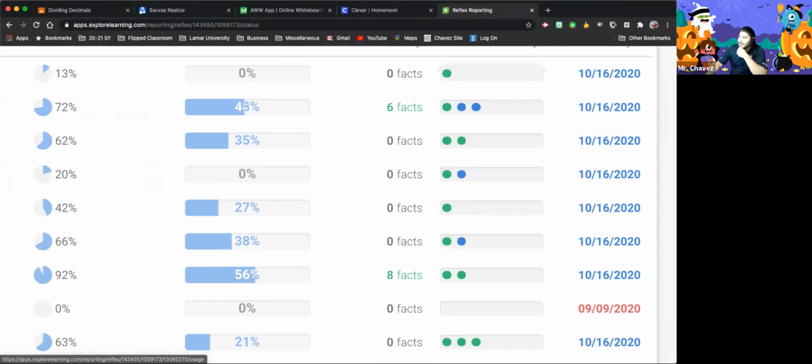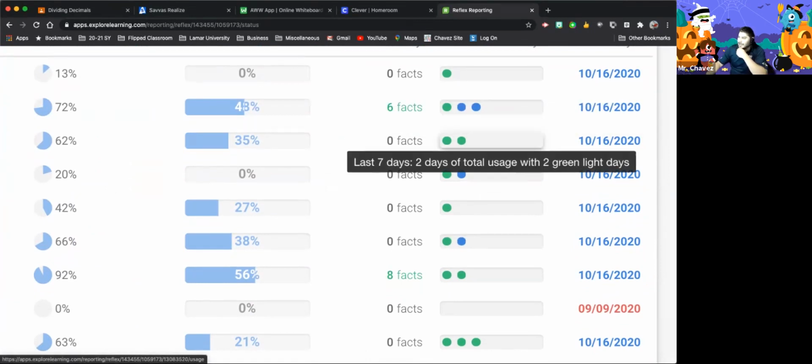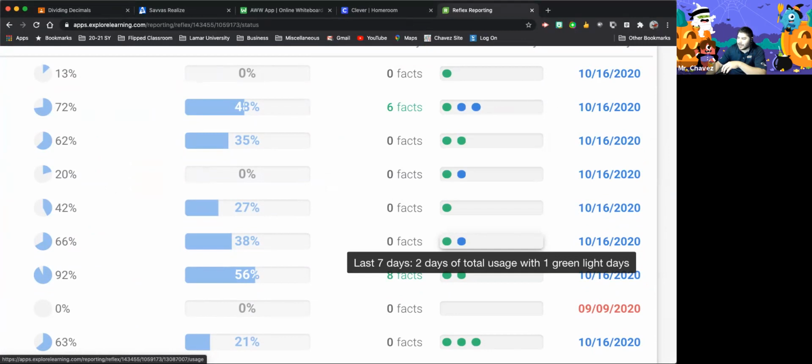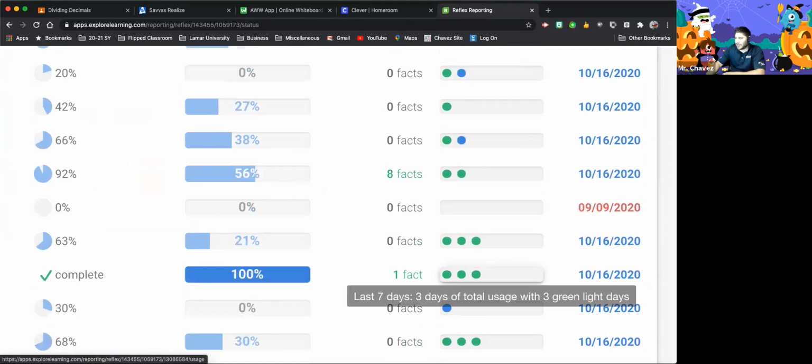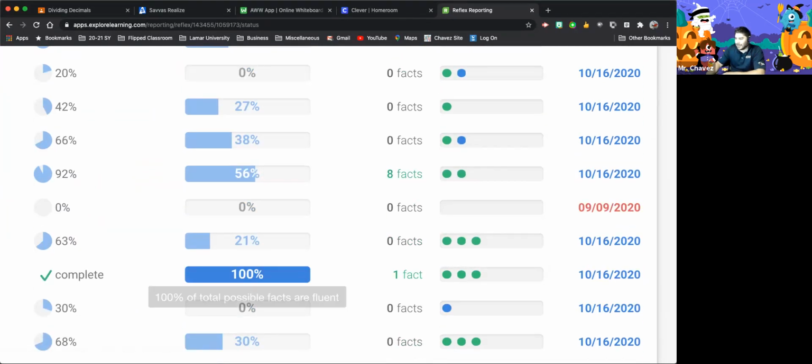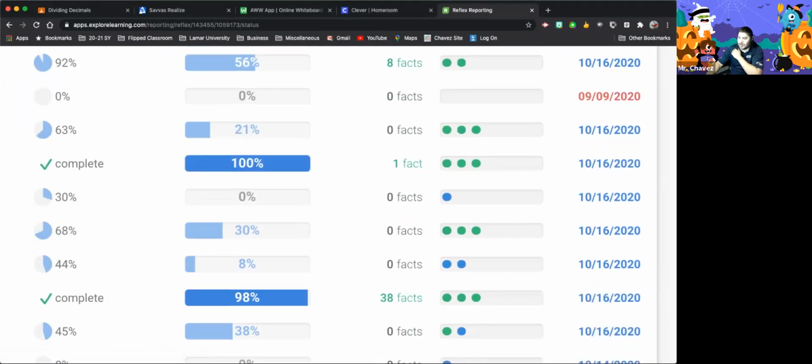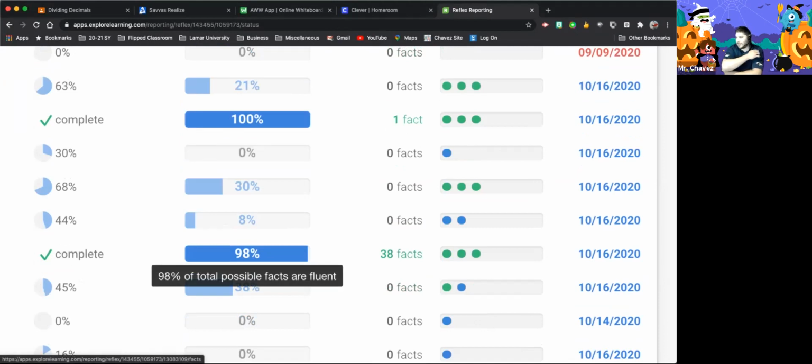Whenever I see these green dots, that tells me the day you signed on and that this kid got the green light. If I see a blue dot, that tells me you went on but didn't get your green light yet. I should be able to see a whole bunch of little dots. When it says 100%, that's how many facts you're fluent in, how many you know pretty well. And here's Jacob's right there.